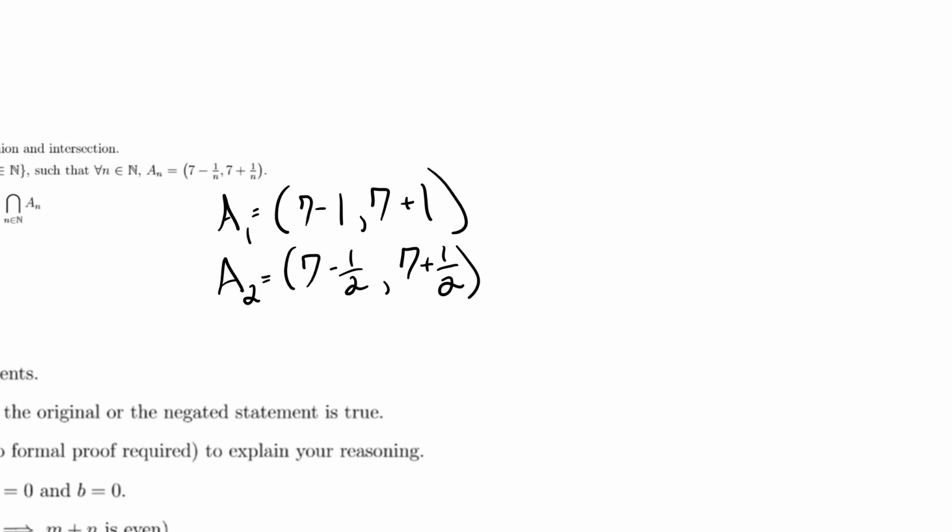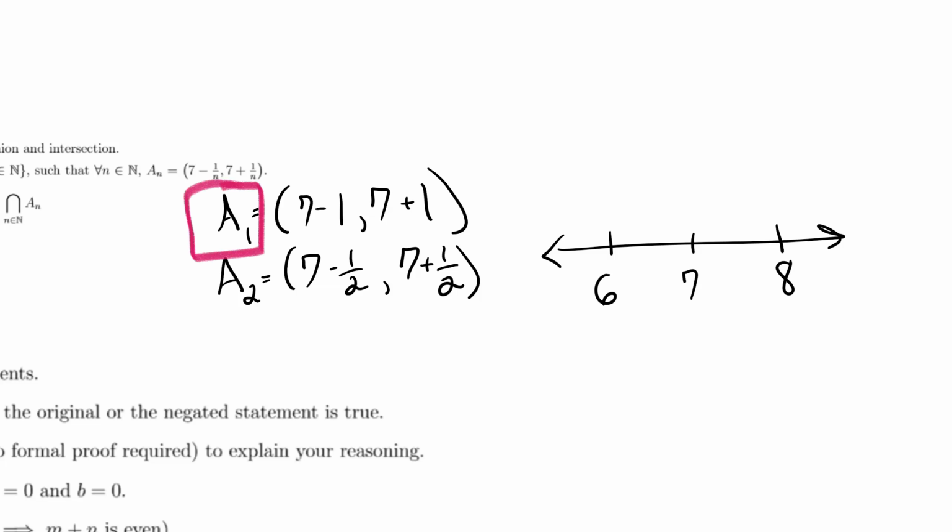Okay, so let's represent them on a number line. Let's call this 7 maybe. So 7 plus 1, well, indeed that is 8. 7 minus 1, that is 6. So maybe I'll call A1 this pink color, and I'm going to go from here to here. Okay, and maybe let's call this A2 blue. Well, 7 minus a half, that would be 6.5, and 7.5, and everything in between. And then they're just going to keep getting smaller and smaller in here, right?